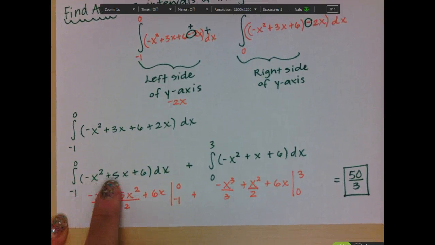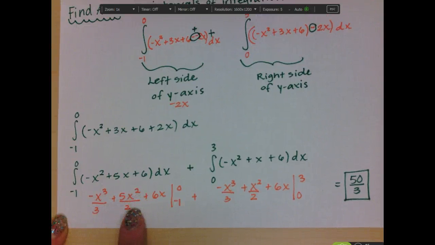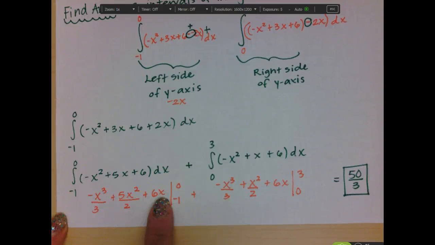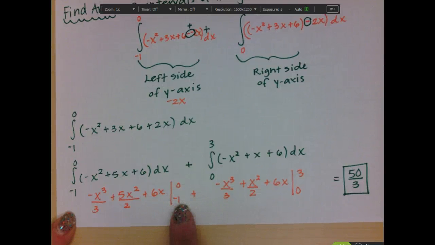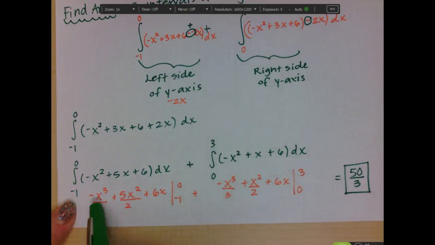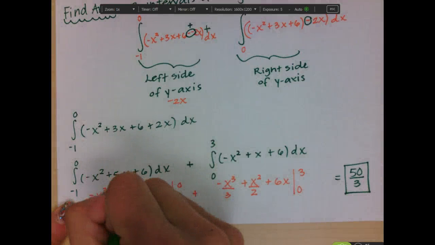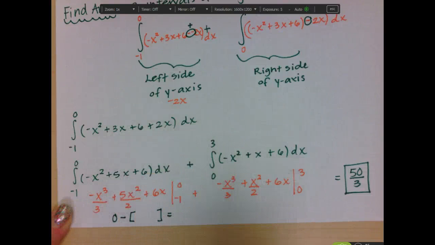So finding the antiderivative of each of these pieces, I have negative x cubed over 3 plus 5x squared over 2 plus 6x. And so what I need to do is substitute 0 into all of that, and then substitute negative 1 and subtract those results. So obviously if I plug 0 into every term, I'm just going to get 0.